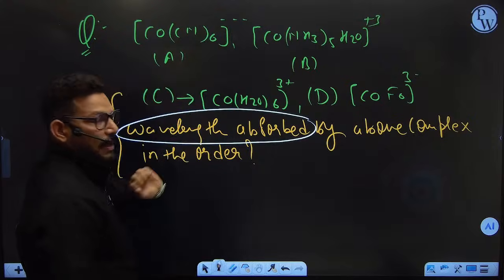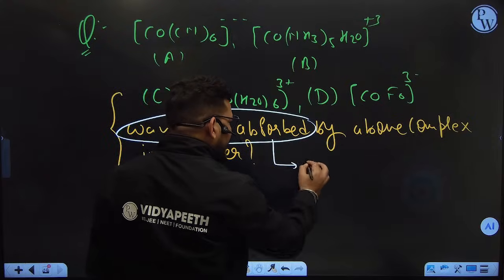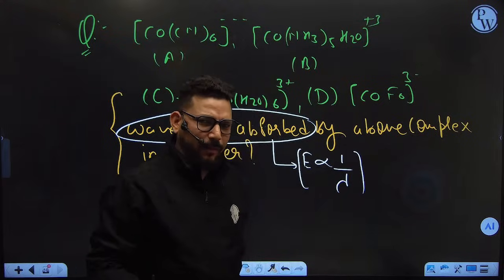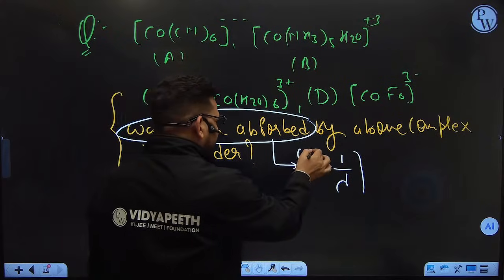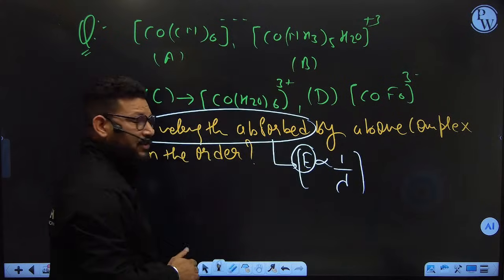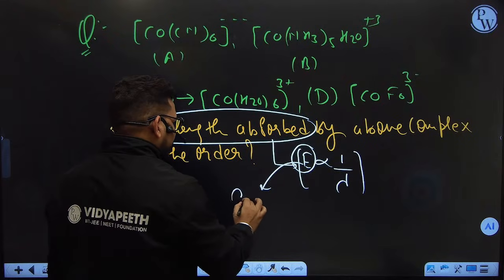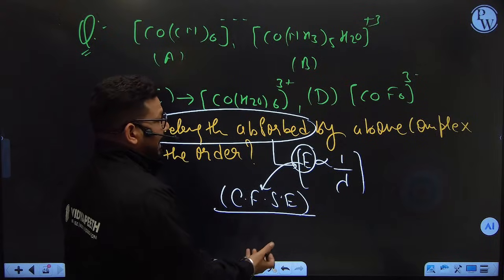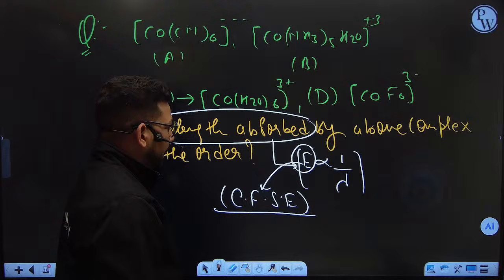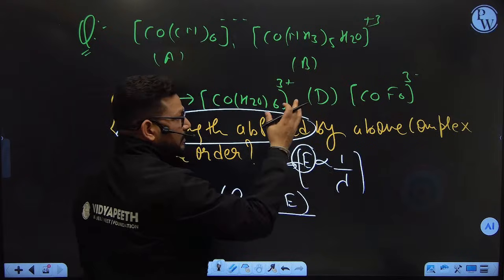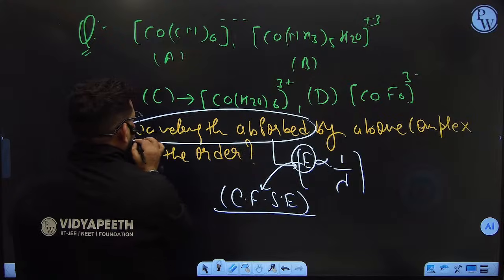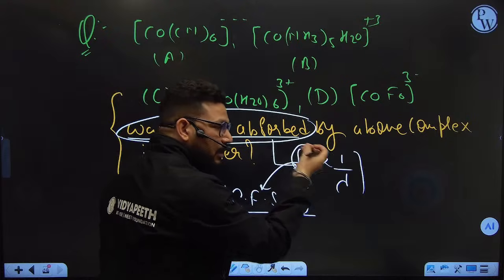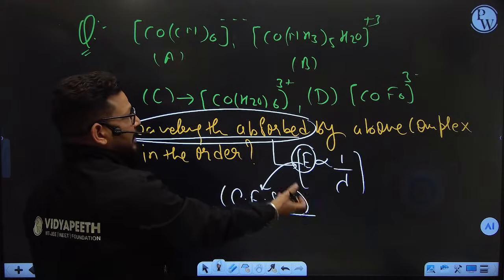Whenever we talk about wavelength absorption, we know that energy is inversely proportional to wavelength. Correct? Like E equals hc by lambda. And when we talk about the energy in this chapter, coordination chemistry, we are talking about CFSE. What is CFSE? Crystal field splitting energy. So energy is inversely proportional to wavelength, which means the wavelength absorbed is inversely proportional to the energy defined by the CFSE of the complex.